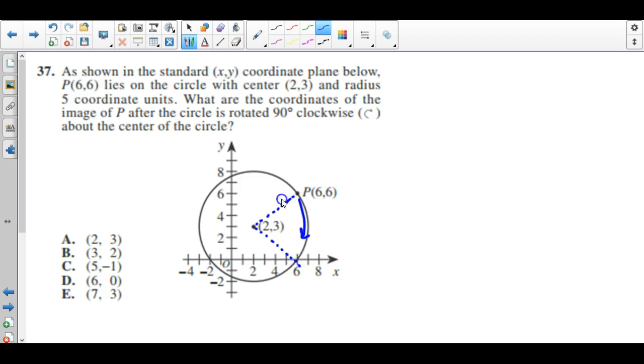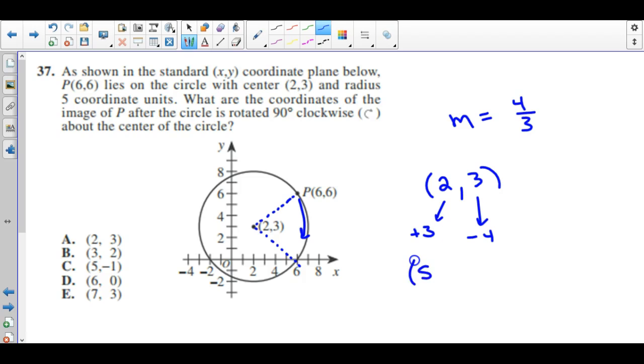So what I ended up doing is looking at the slope between those points, so between the center and the edge of the circle, which is 4/3. And again, I mentioned before that a perpendicular would be an opposite reciprocal of this. So from looking at the point 2, 3, rotating that means what I would really be doing is adding 3 to my x coordinate and subtracting 4 from the y coordinate. And if I do that, I would end up with 5, -1, and that's where that point would become then on that circle. So 5, -1, and that is the answer C.